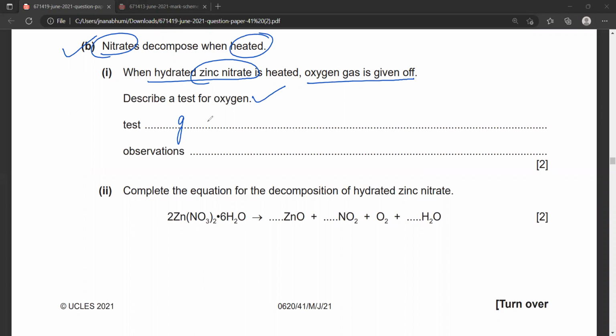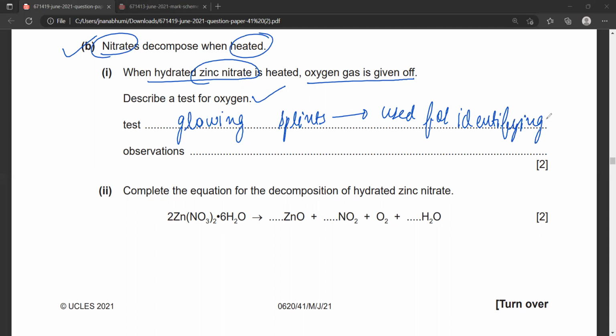So it is called a glowing splint, used for identifying whether a gas is flammable or not. Whether a gas is flammable or not. So we use a glowing splint, right?